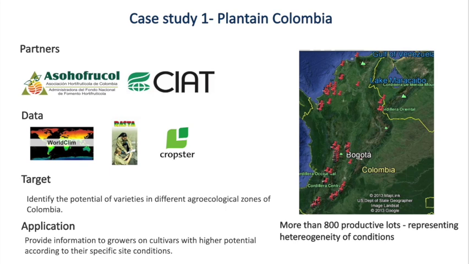Right here we have the mountain range, so there were producers that were in productive systems that were different. They had different biophysical conditions. Therefore, we had a lot of variability in terms of the data that we collected. In this project, we were able to collect approximately 100 productive lots. The application was to provide information to the growers on cultivars with a higher potential according to their specific site conditions.